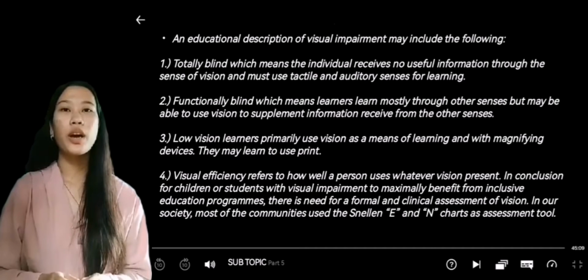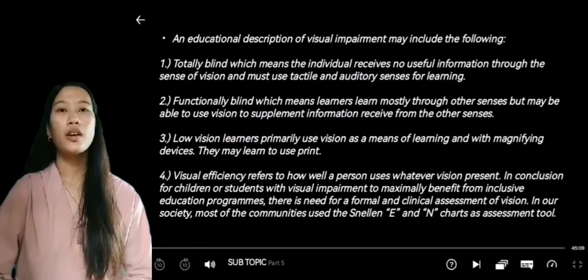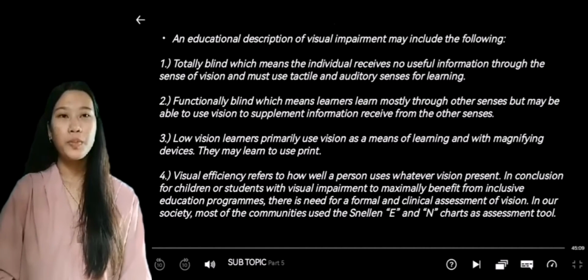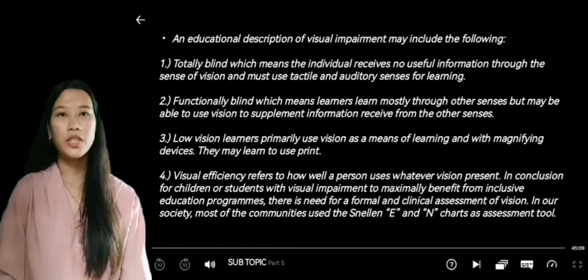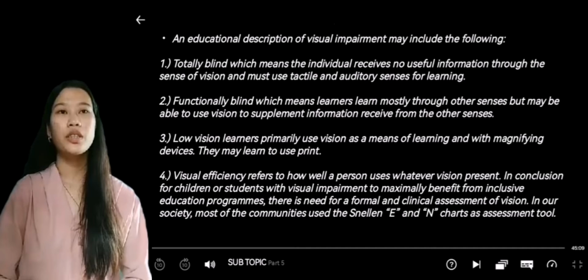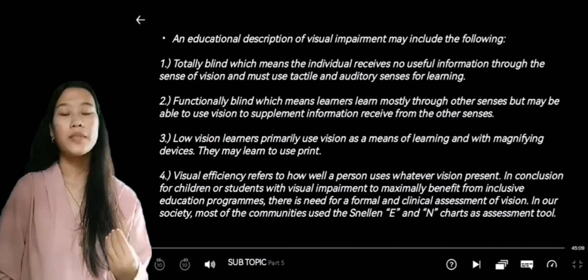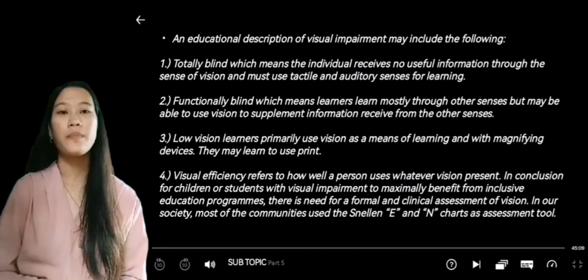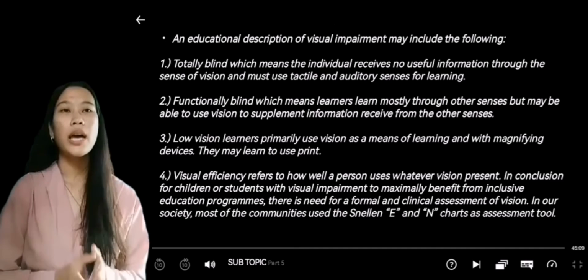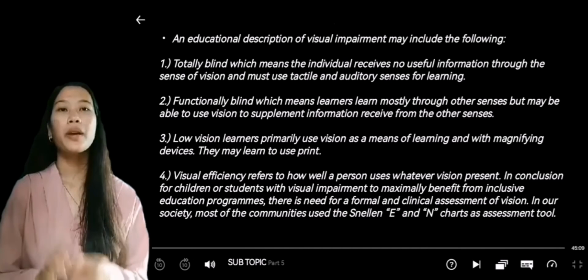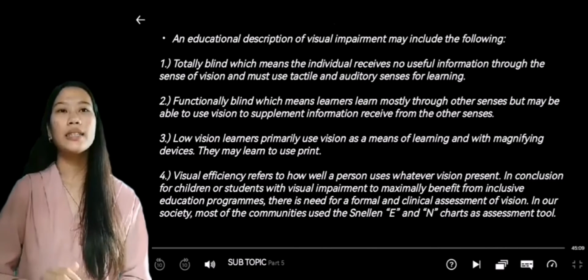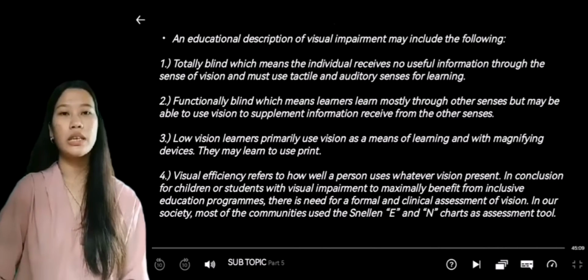So the first one is the totally blind or severe impairment, which means the individual receives no useful information through the sense of vision. Meaning to say, they cannot see anything or even lights. That is why they must use tactile and auditory senses for learning, because through this, they can access information easily.